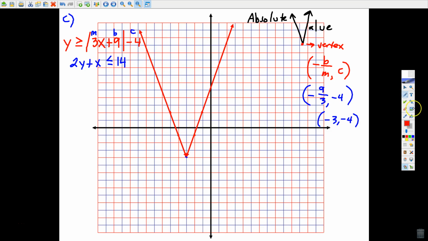Okay, so let's go ahead and I'll do this in blue. Maybe we can just go ahead and solve for y. All right, so here we have a y-intercept of 7 and we have a slope of negative 1/2. So down 1, right 2, or up 1, left 2. And this is also going to be a solid line.